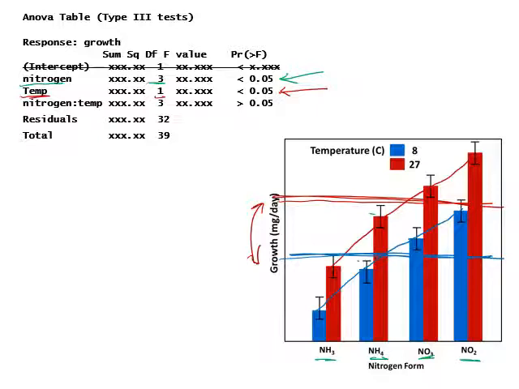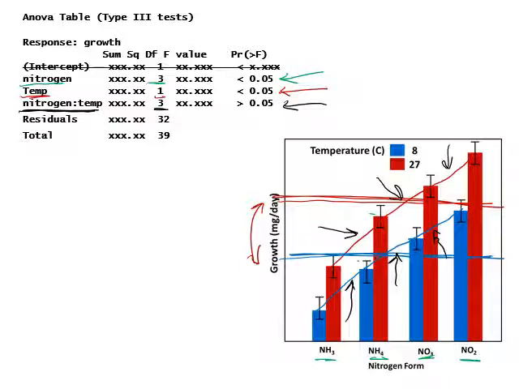But when you look at these lines right here, compare the red line to the blue line in that segment, and compare this red line to this blue line in that segment, these slopes are all about the same. They're pretty parallel to each other. And so the nitrogen by temperature interaction, which has 3 degrees of freedom, is not significant in this graph. The effect of temperature is the same in each nitrogen form, and the effect of nitrogen form is the same at each of the 2 temperatures. Okay, so therefore there is no significant interaction between nitrogen and temperature.